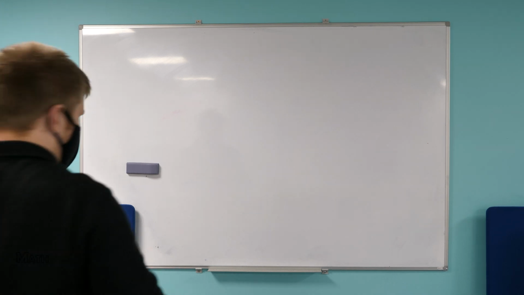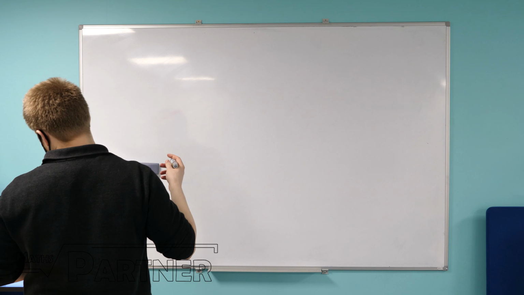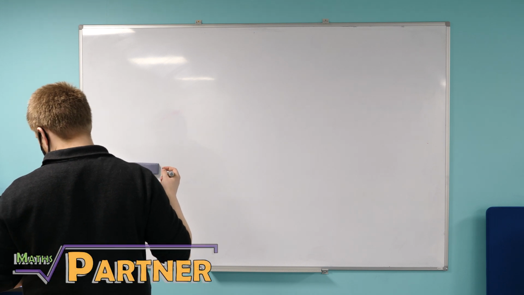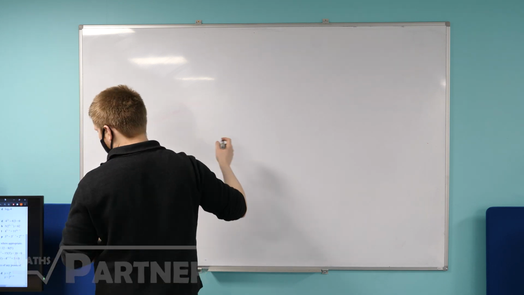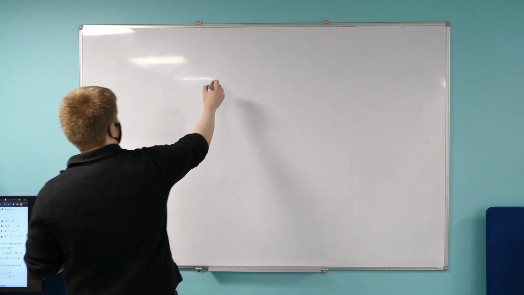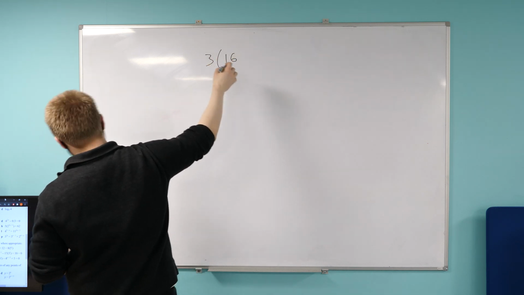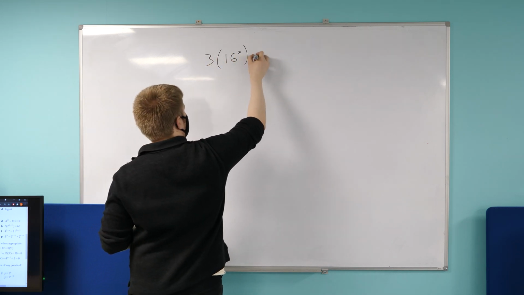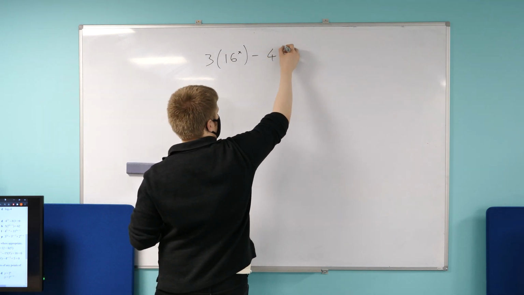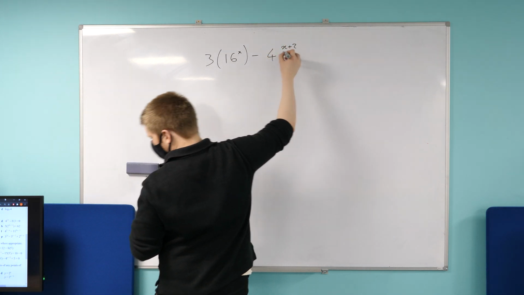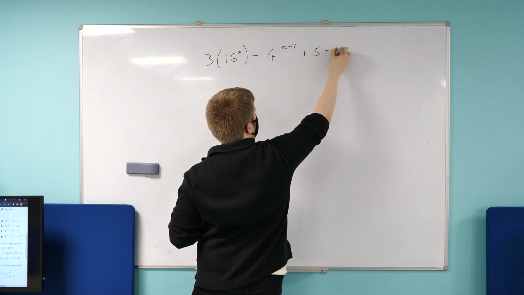A practice question maybe. Okay. Have a look at this one. So we're going to do question 6 part i. So we've got 3 multiplied by 16 to the power of x minus 4 to the power of x plus 2 plus 5 equals 0.